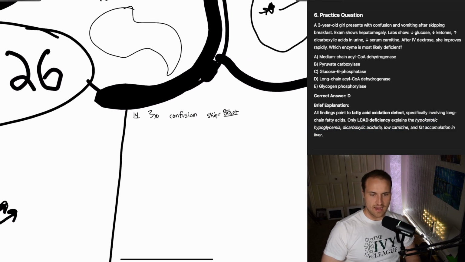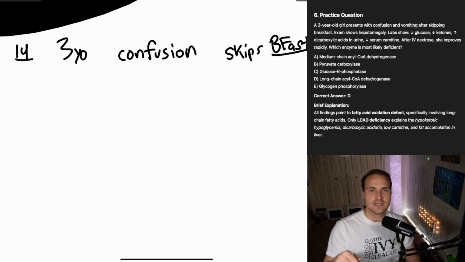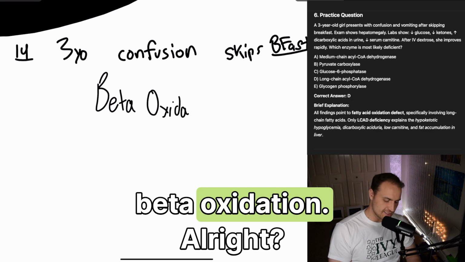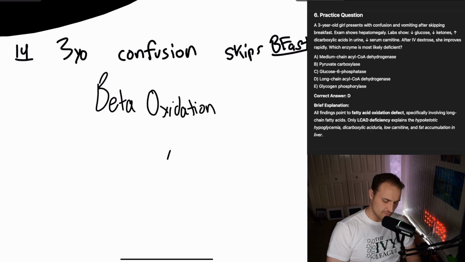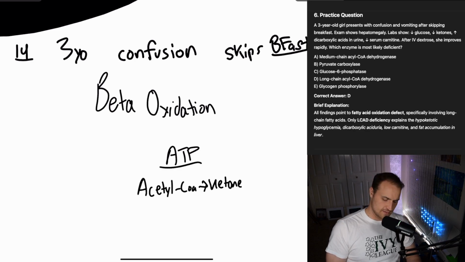Okay, so high level, let's make this super simple. A baby can't use fats for energy during fasting. So when you don't eat overnight or during an illness, your body switches from using glucose to breaking down the fats for energy in a process that's called, you guessed it, beta oxidation. And why do we do that? Well, we need ATP, and so we get it from the fats. We also form acetyl-CoA into ketone bodies, which are used by the brain and the muscle.